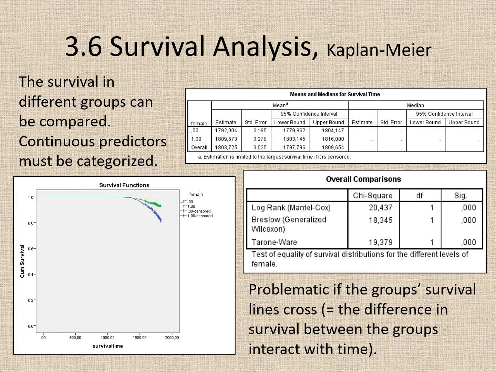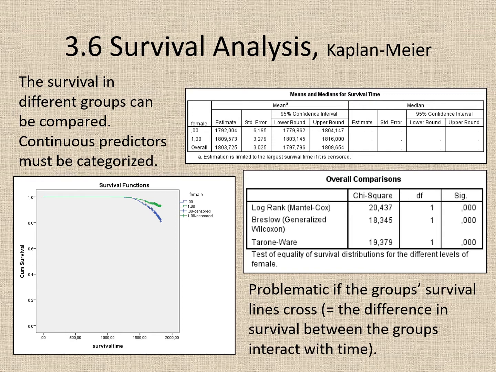So what Kaplan-Meier can do is compare the survival between those two groups. And we can get various significance tests of those. In this case, all three of these say there is a significant difference in survival. Women survive to a higher degree than men during this time period.